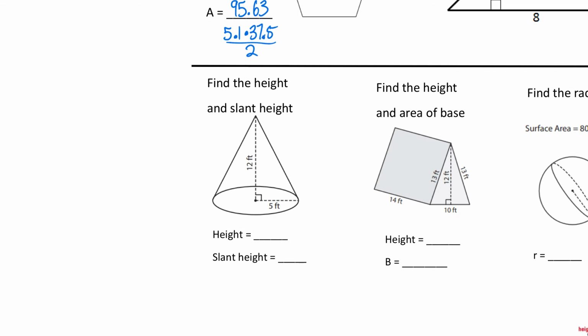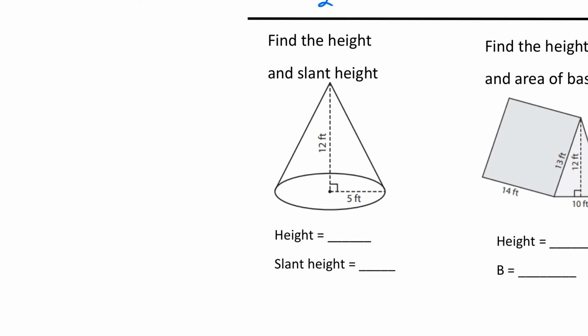Okay. On this cone, what's the height of this cone? 12. Okay, good. It just gives us 12. Now, to find the slant height right here, what am I going to have to do? You're going to add 12 squared. Okay, good. I'm going to do Pythagorean theorem.